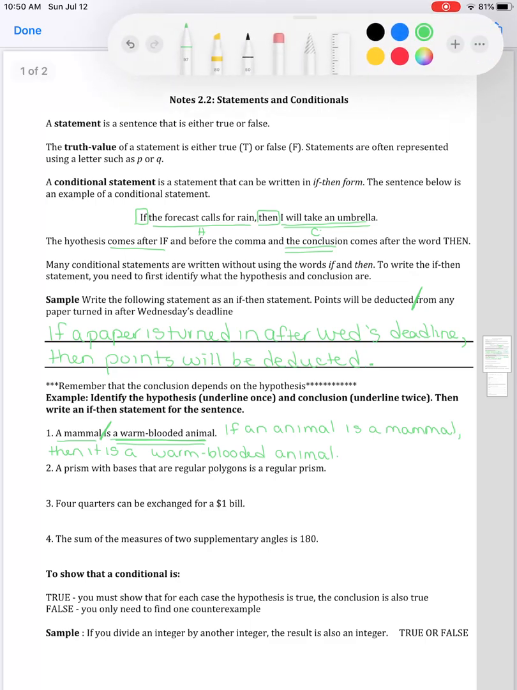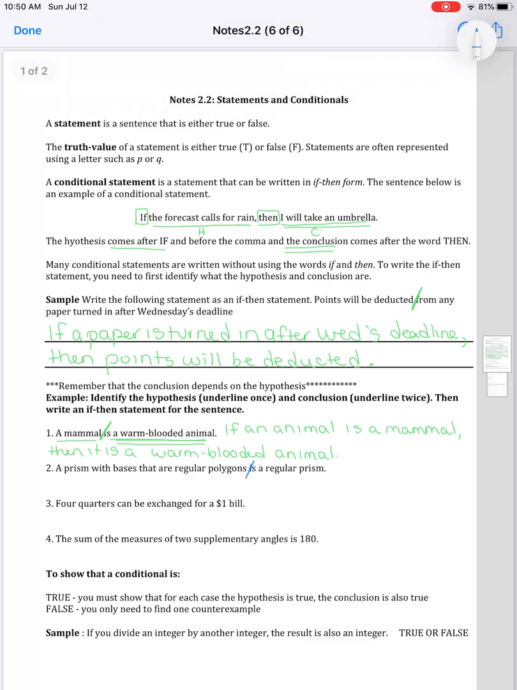Okay, and you do have flexibility with these, but the key is everybody should be splitting the hypothesis and the conclusion in the same spot. So that's the biggest thing. But just make sure details are there in terms of the if, the comma, and the then with the period. So a prism with bases that are regular polygons is a regular prism. So I'm going to split it after polygons. What comes before that is going to be my hypothesis. What comes after that is going to be my conclusion.